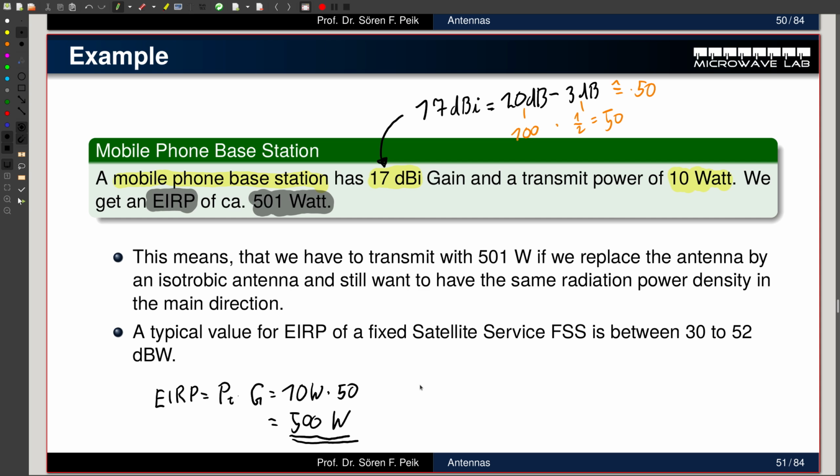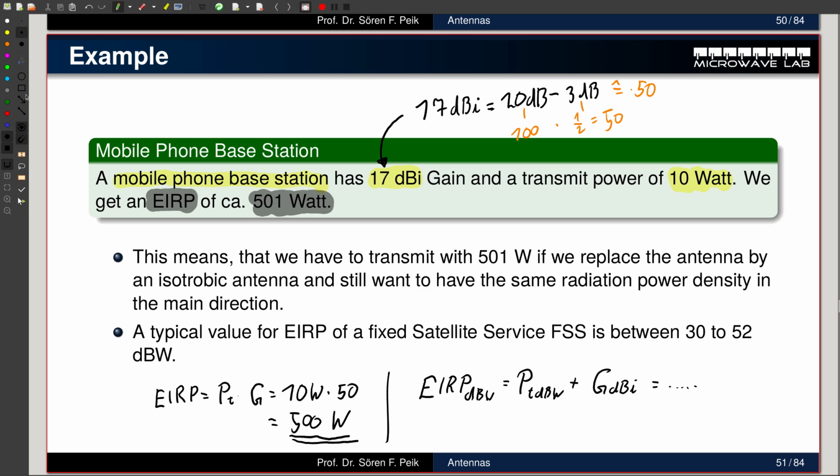And you can do it in the dB domain by saying EIRP in dBW is P transmit in dBW plus gain in dBi. As I said, we haven't really talked about that. That's why I don't have the answer here. So maybe we do it next week, how this is done.